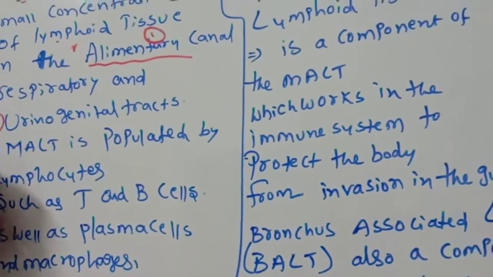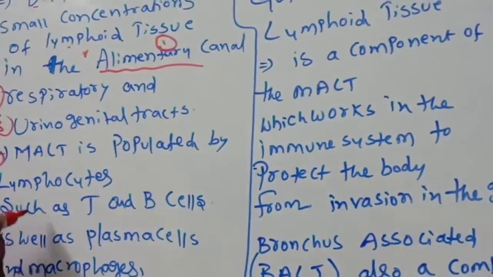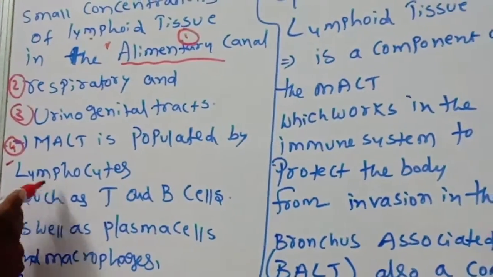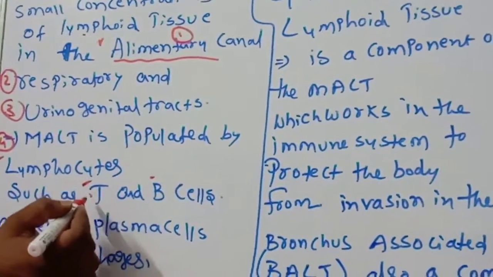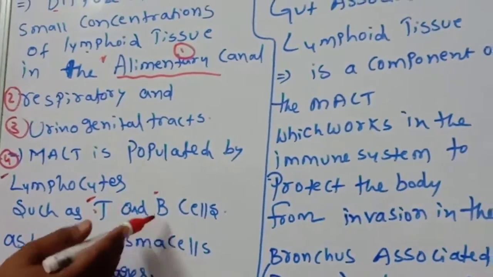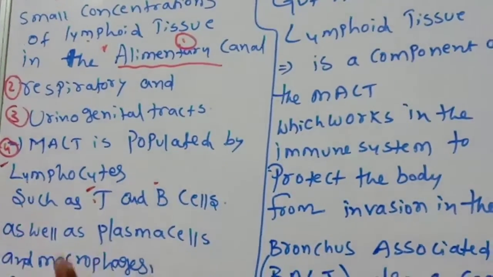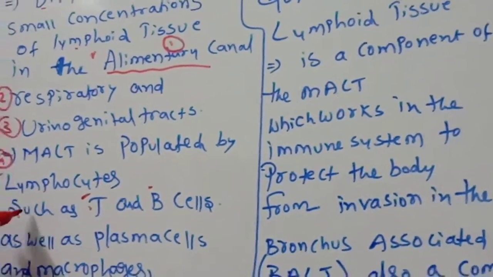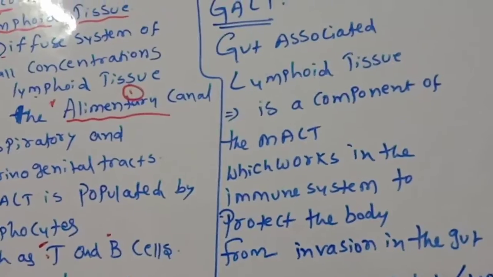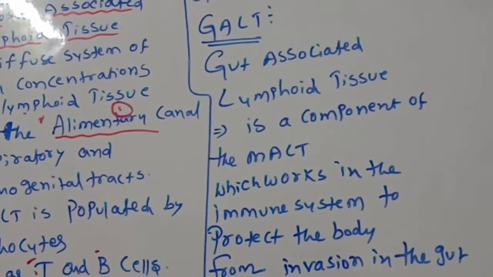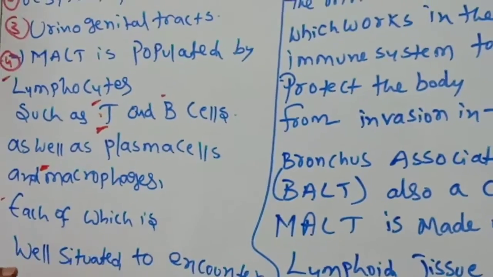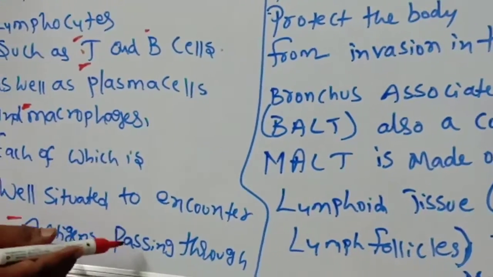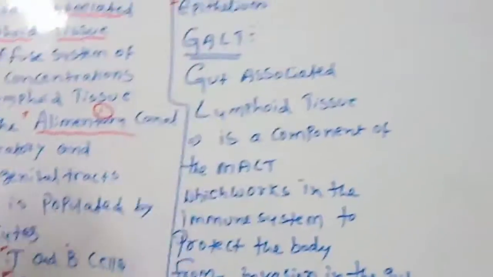Next, MALT is populated by which cells? Lymphocytes such as T and B lymphocytes. T means thymus lymphocytes. B means bone marrow lymphocytes. As well as plasma cells and macrophages, each of which is well situated to encounter antigens passing through the mucosal epithelium.